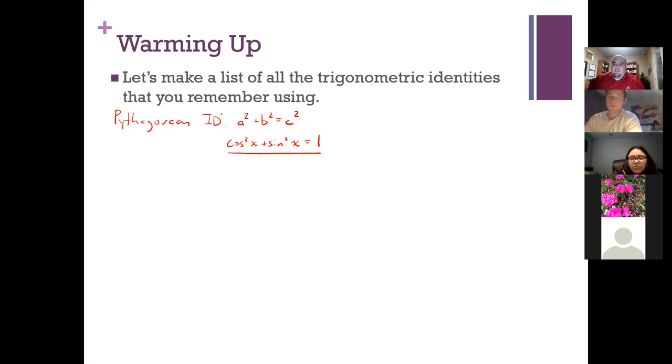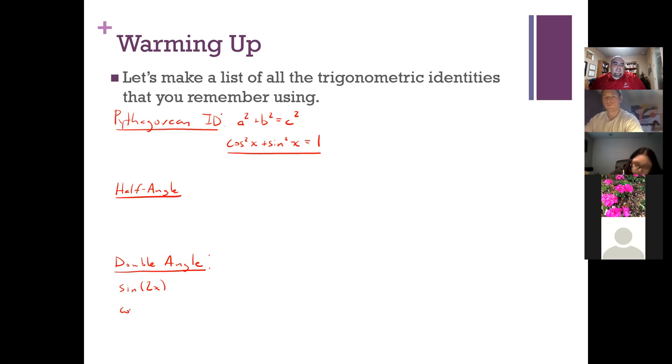So when we say trig identities, would we include double and half angle identities? Yeah, absolutely. So let's make some headings for those. Half angle. Double angle. I'm going to start with the double angle identities, honestly, because I don't really remember what the half angle identities are. I just know that they come from the double angle identities. So the two big ones you're going to see are sine of 2x and cosine of 2x.